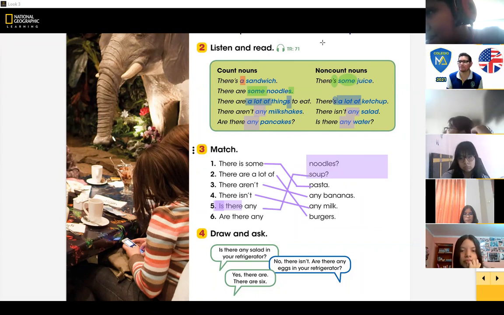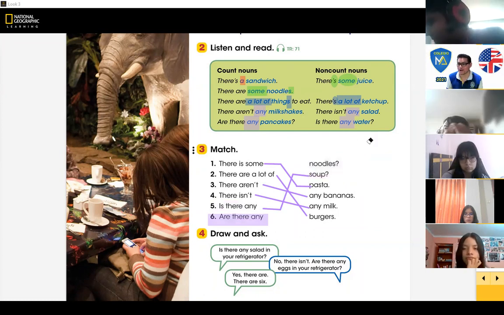And finally, noodles. Part. Are there any? Noodles. Claro. Pregunta en plural. Are. ¿Verdad? Are there any noodles? Listo. That's the answer. ¿Ya? Así de fácil.